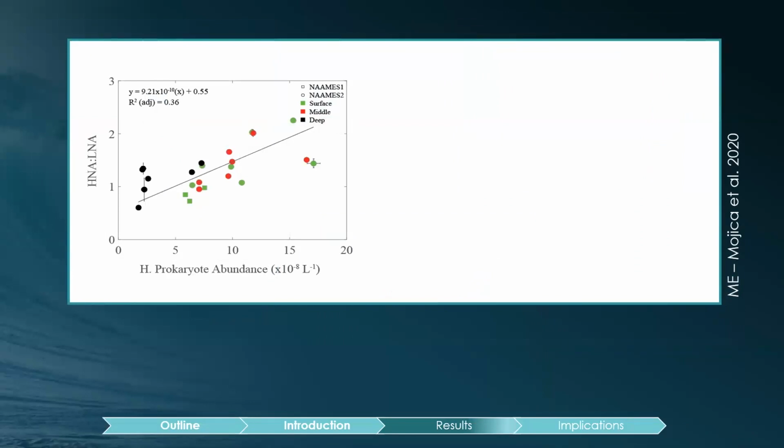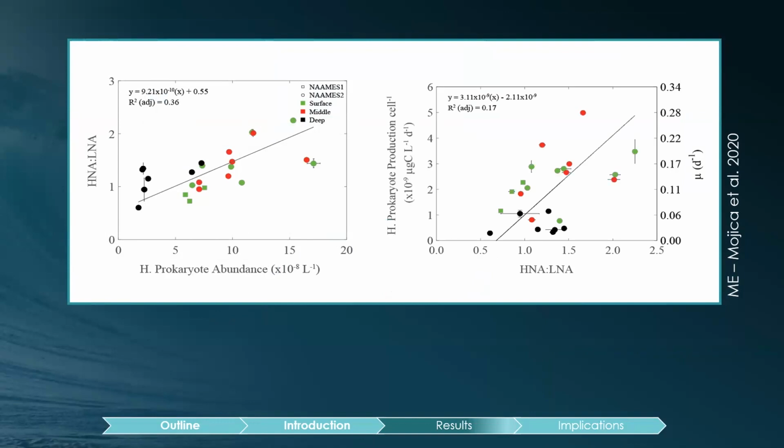One of the first results I found was that the ratio of HNA to LNA cells in the community is related to the overall abundance of heterotrophic prokaryotes. Moreover, the ratio is predictive of heterotrophic prokaryote specific growth rate, in other words, the specific carbon uptake of the cells, suggesting that HNA cells take up more carbon than LNA cells. So what is driving the distribution of these cells in the community, and therefore the total heterotrophic production?